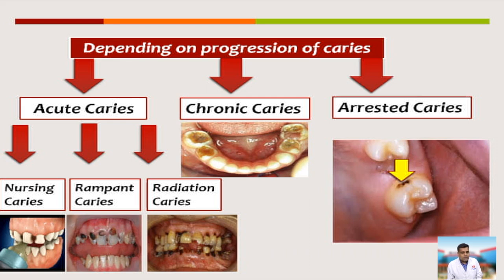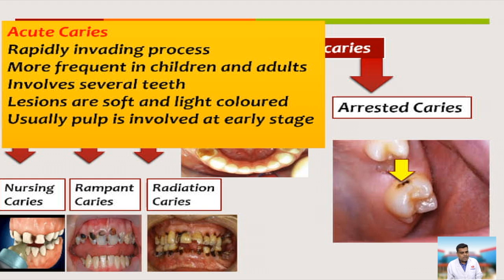And depending upon the progression of the caries, you have acute caries, which include nursing bottle caries, rampant caries, or radiation caries. Nursing caries is usually seen in children who are on bottle feed. Rampant caries is seen in adolescent patients, and radiation caries is seen in patients who are undergoing radiation therapy. So acute caries is a rapidly invading process. More frequently, it occurs in children and adults. It involves several teeth, and lesions are soft and light colored, and usually involve the pulp in early stages.